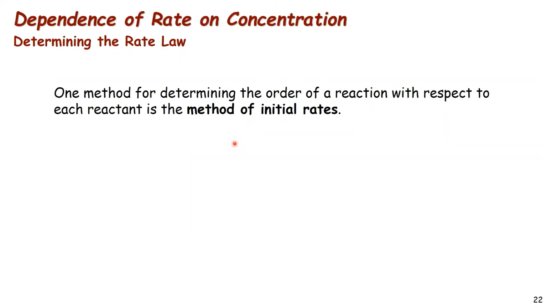Well, the easiest way is to use what's called the method of initial rates. This is basically where we're just measuring the initial rate of the reaction, that portion of the reaction where the rate was increasing linearly, a flat line, okay?